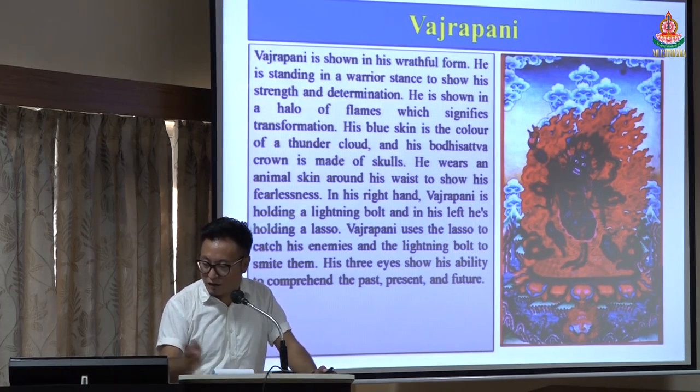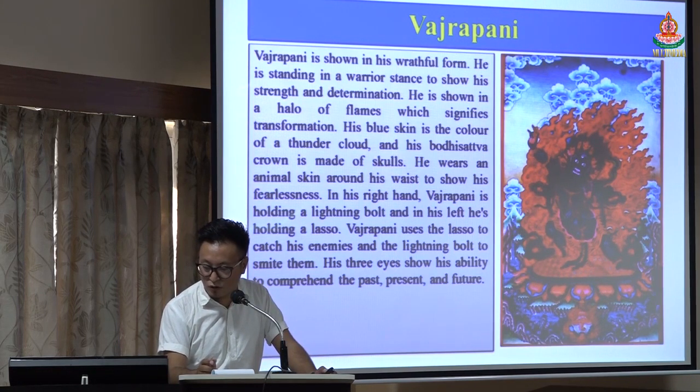Vajrapani is shown in a red, fierce form. He is standing in a warrior stance to show his strength and determination. He also has a halo of flames, which signifies transformation. His skin is blue, the color of a thunder cloud, and his bodhisattva crown is made of skulls. He is wearing an animal skin around his waist, showing his fearlessness. In his right hand, Vajrapani is holding the lightning bolt, and in his left hand, he is holding the lasso. Vajrapani uses the lasso to catch his enemy and the lightning bolt to smite them. The three eyes show the ability to comprehend the past, present, and future.